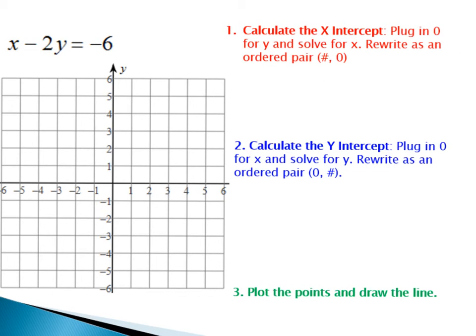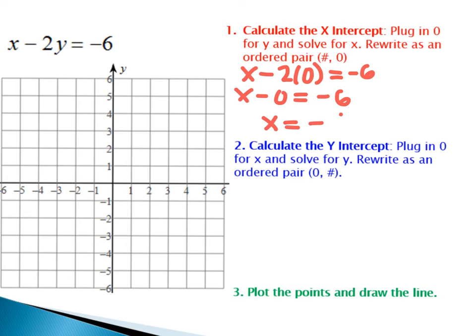In the next example, now we're given the equation x minus 2y equals -6. So first, we're going to find the x-intercept again by plugging in 0 for y. So it becomes x minus 2 times 0 equals -6. So this gives us x minus 0 equals -6, and x equals -6. So this indicates that the x-intercept is at -6, 0. And I can plot the point on the graph.